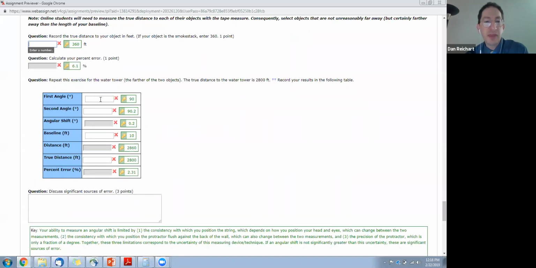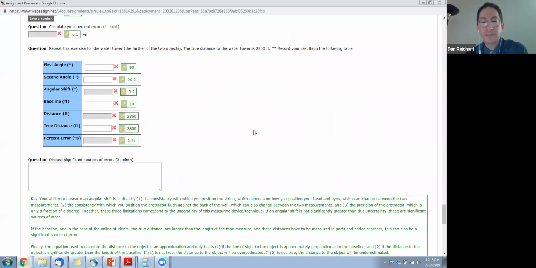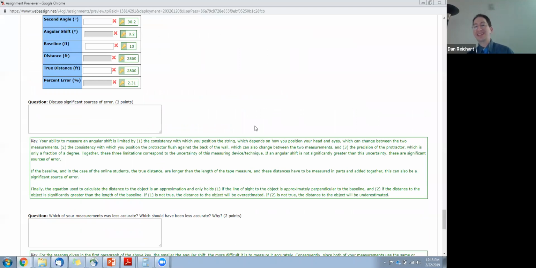Then they repeat it for the more distant object and discuss sources of error. The sources of error are consistency in how they position the string, which is really consistency with how they hold their head with respect to the protractor. If they get it wrong, it's fine as long as they get it wrong in the same direction for both measurements. That's a subtlety I don't test them on. If they say anything about difficulty positioning the string, I count that.